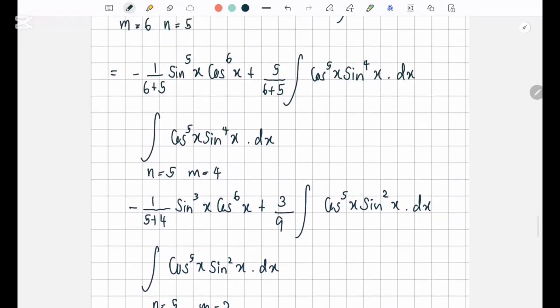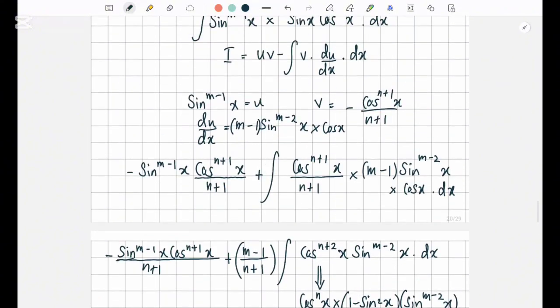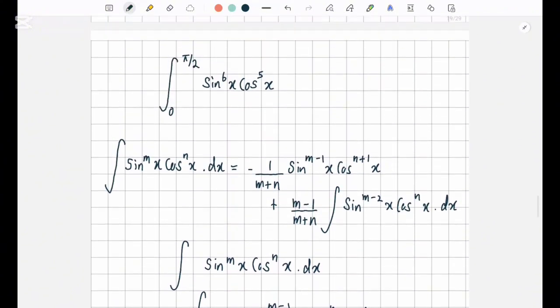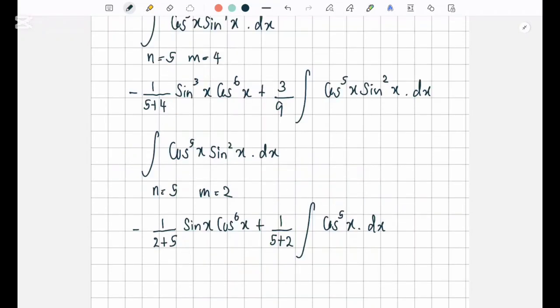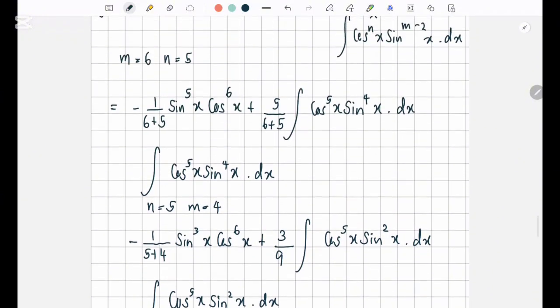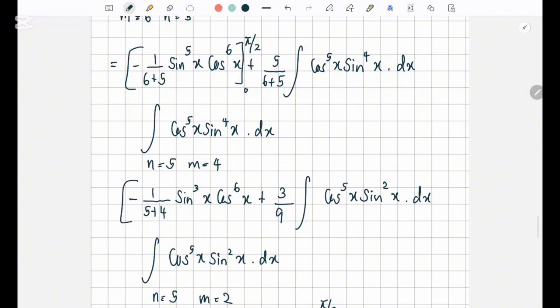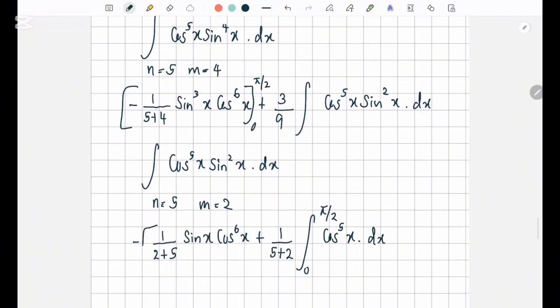Now the tricky part in here is we had an interval, right? At the start we had an interval from 0 to pi over 2. The reason I said tricky is now the intervals are from 0 to pi over 2. Now when you substitute pi over 2 into cos, now you need to put the intervals into all of these. 0 into pi over 2, 0 into pi over 2.